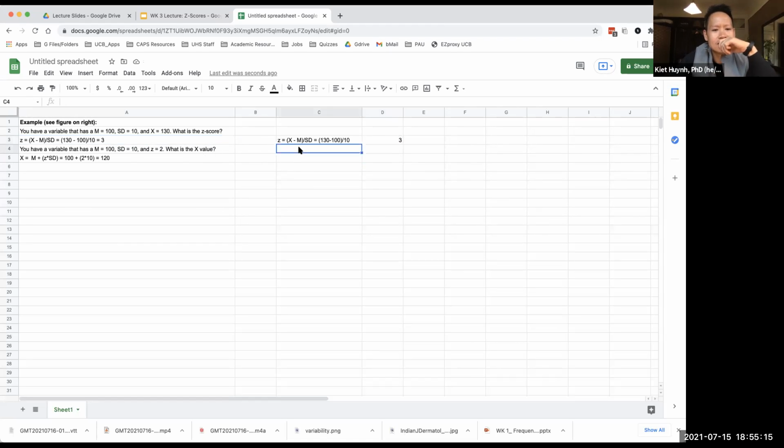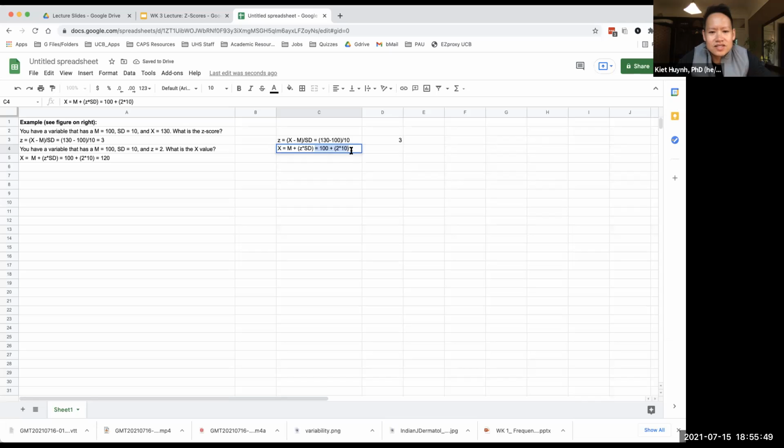All right, let's look at this example. You have a variable that has a mean of 100, standard deviation of 10, and a Z-score of 2. What's the X value? So let's again put the formula. First, X equals mean plus Z times standard deviation. So let's plug in the numbers. What's the mean? The mean here is 100, plus what's the Z-score? It's 2, times standard deviation. Standard deviation is 10. And that's the format.